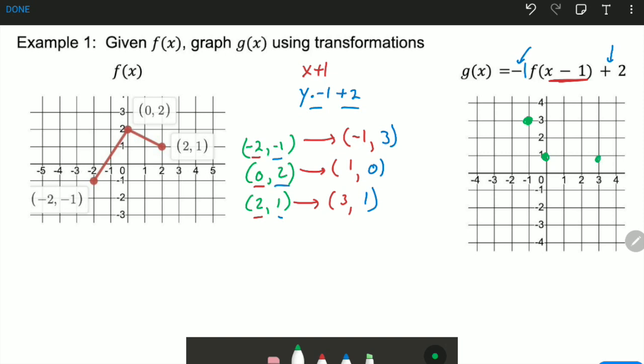I think I have a point in the wrong spot here. So let's just double check. I placed this point in the wrong spot. I did 0, 1, but it should be 1, 0. There we go. And there we have it.